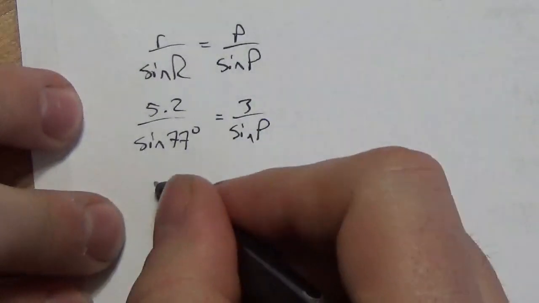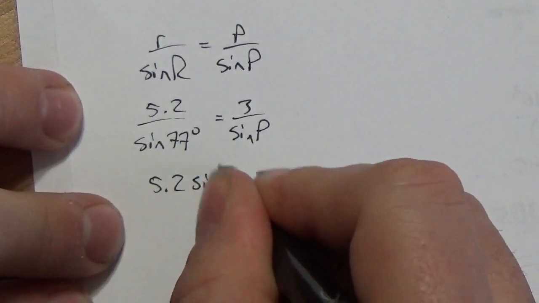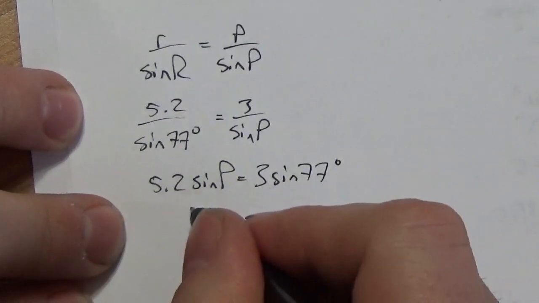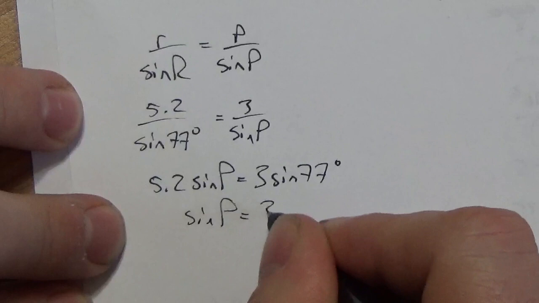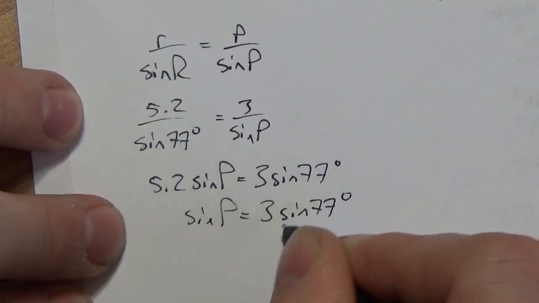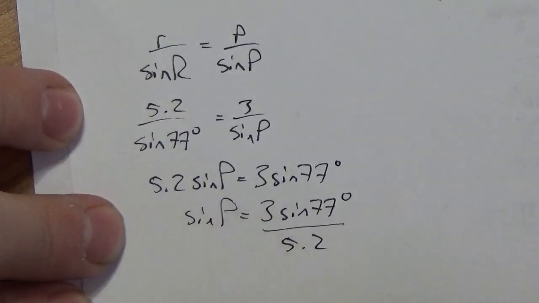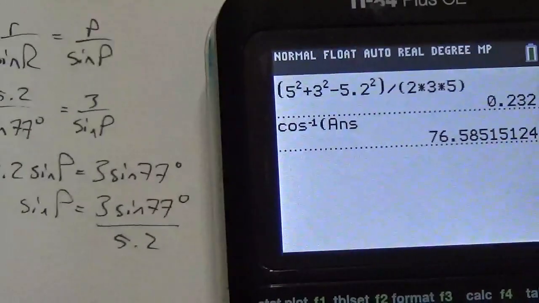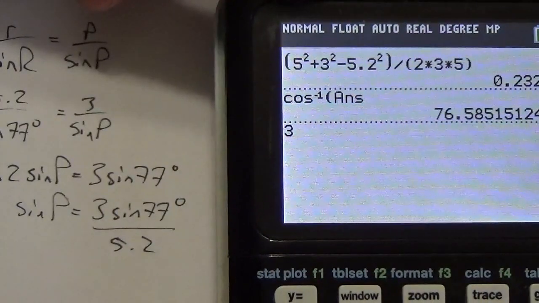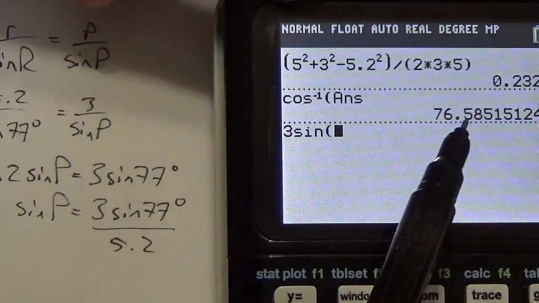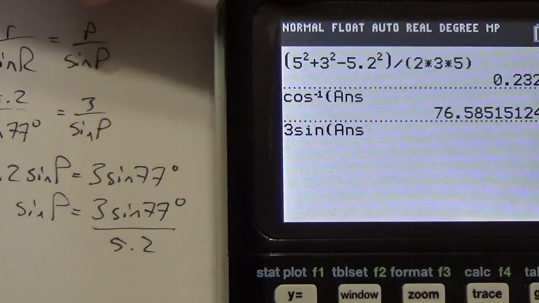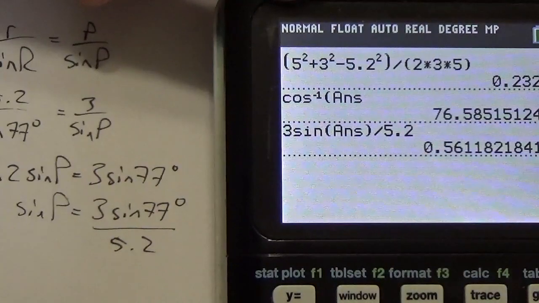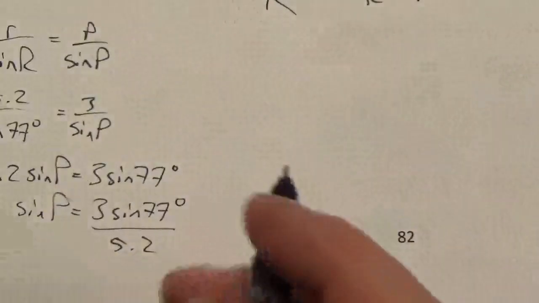So now we'll do my cross multiplying here. 5.2 sine of P is equal to 3 sine of 77 degrees, and then I'll divide. So the sine of P will be 3 sine of 77 degrees over 5.2. Okay, so let's get that. So it's going to be 3 multiplied by the sine of, and I want that answer right there, second answer, divided by 5.2. Okay, so 0.5611, blah, blah, blah.